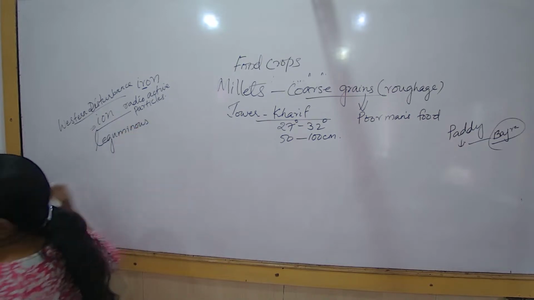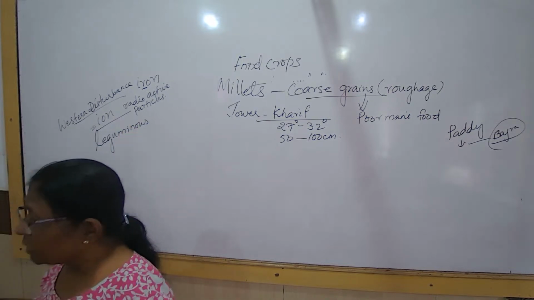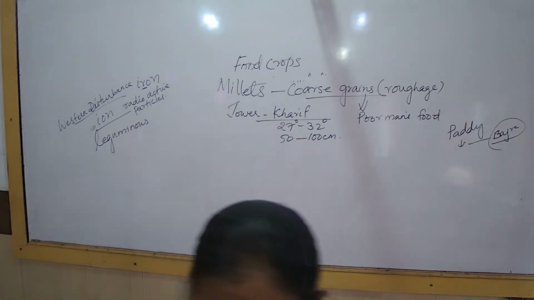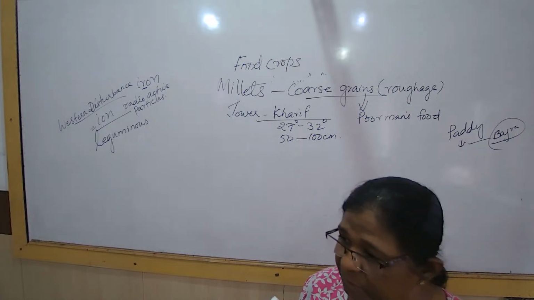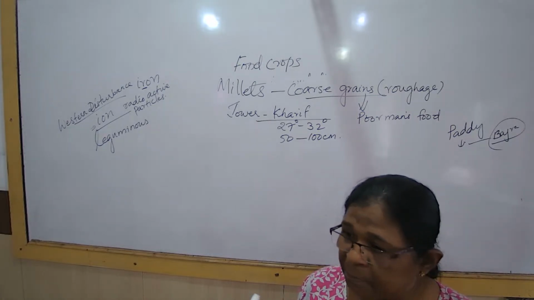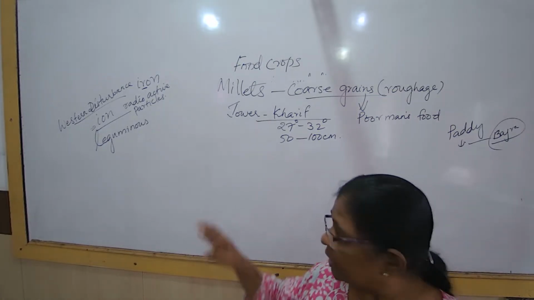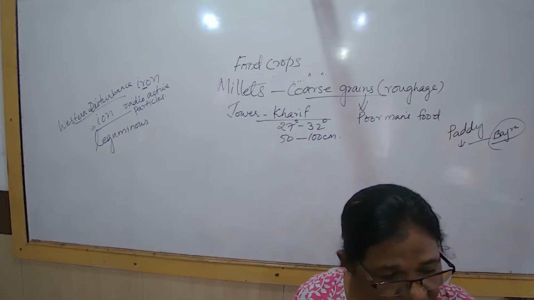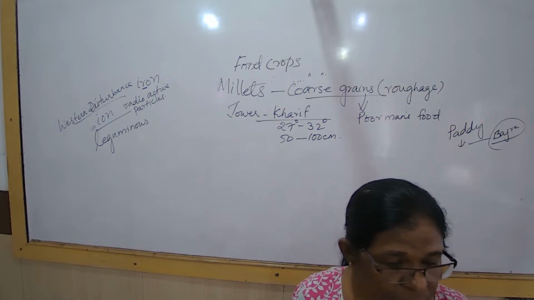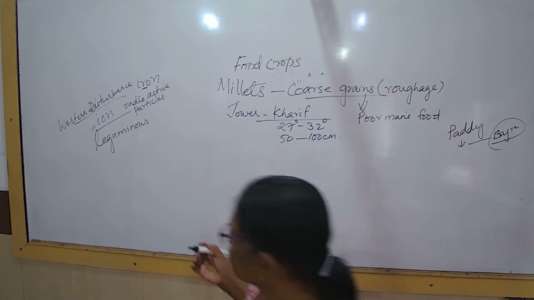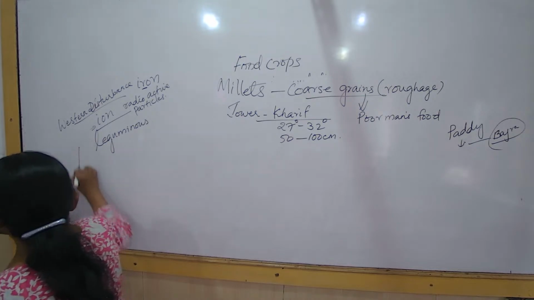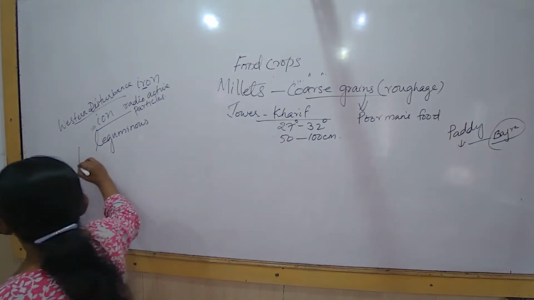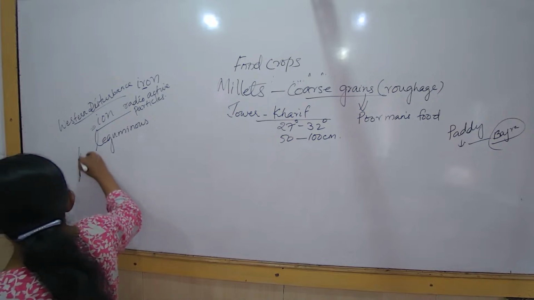Leguminous. What does it mean? See, pea varieties of seeds, you know that, no? Chickpea and other ones are there, no? So what happened is that the plant has a stem part, and in that stem part the nitrogen is stored.